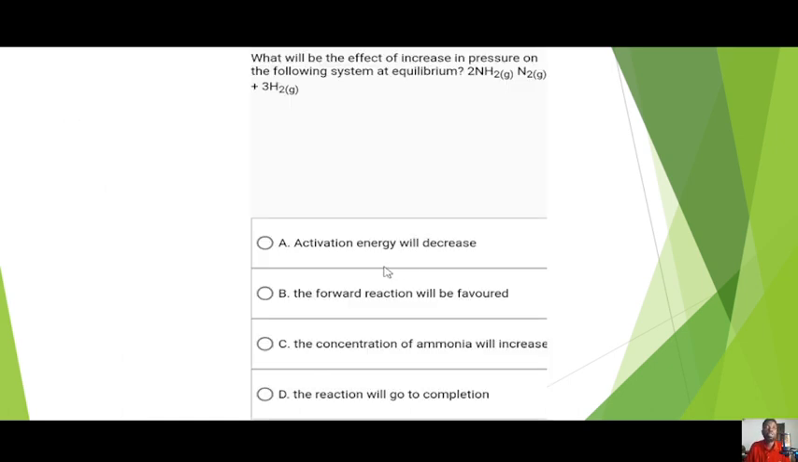Let's consider those questions. Let's start with this one. What will be the effect of an increase in pressure on the following system at equilibrium? Now I'm going to write this equation properly so that we understand exactly what happened here, because this is a typographical error. We'll correct that in our updated slide. But for now, let's just do this. So I have to remove this.